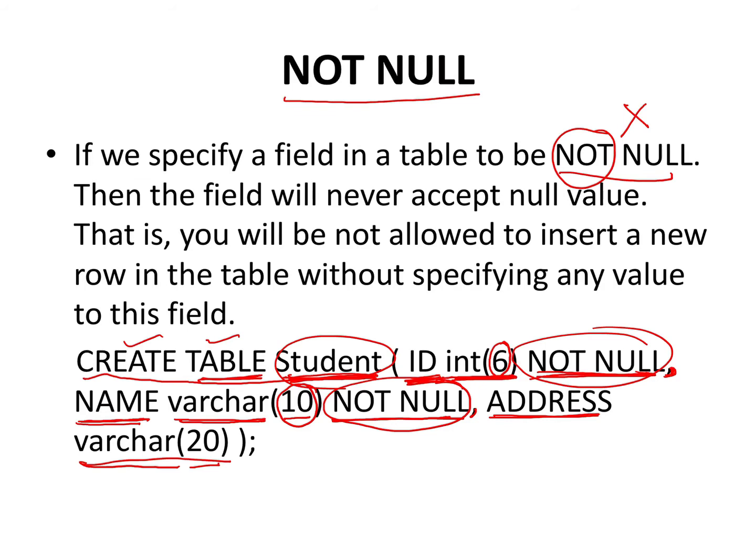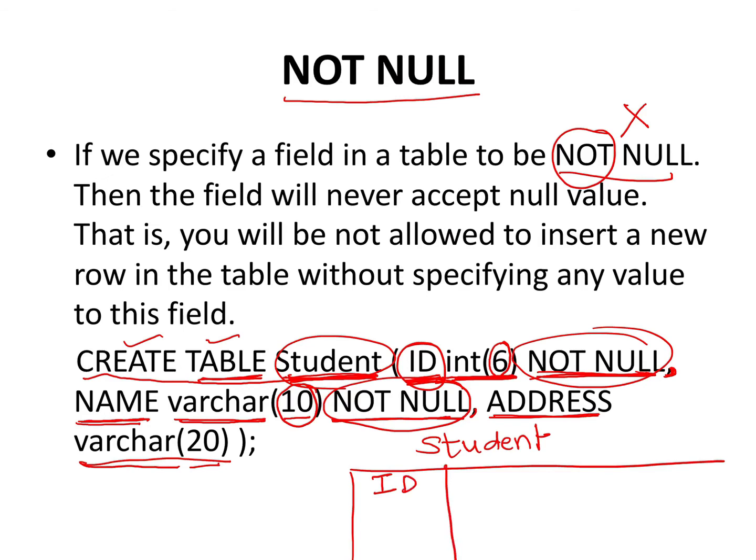So the variation here is that there are 3 columns. So what will the table look like? There is a student table. Now what are the 3 columns in it? One is the ID column, the next column is the name column, and then the third one is the address column. Now ID and name have been declared as not null, whereas address has not been specified as not null, so it might have null values.